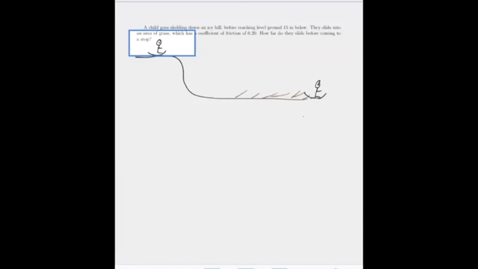So we want to know what's this distance, right? How far did they travel through the grass? So we can label that here to here, and I'll call that distance D. Oh, and the other thing that we need to do, we'll define our height equal to 0 at the bottom. So that means that we're starting at a height of 15 meters at the top.